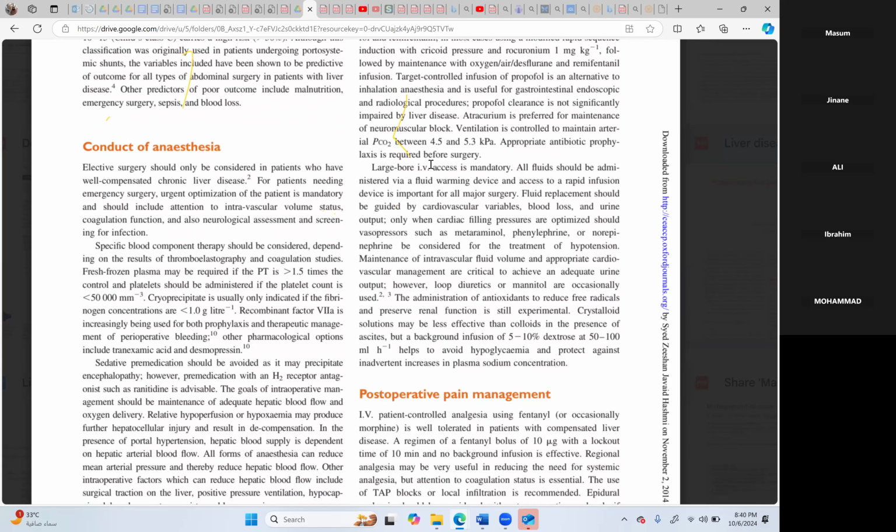Remember one thing, whatever hyperdynamic circulation is there tends to go out of circulation. That's why there is edema, and that's why there is ascites. So you have to maintain the intravascular volume. This is important, the phrase you should use is maintenance of intravascular fluid volume, because otherwise the fluid dynamics will not be maintained.